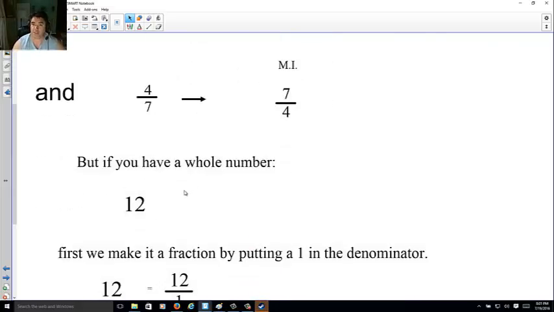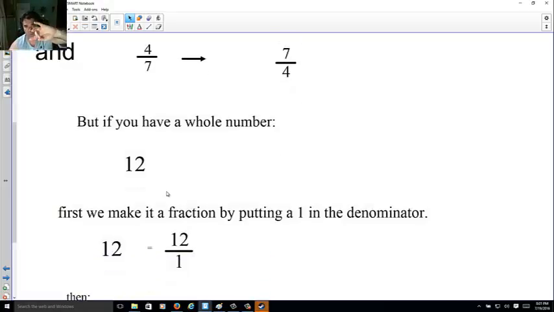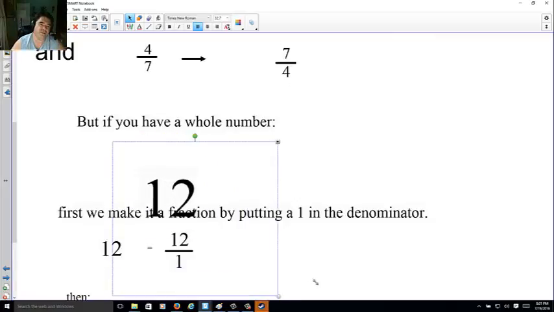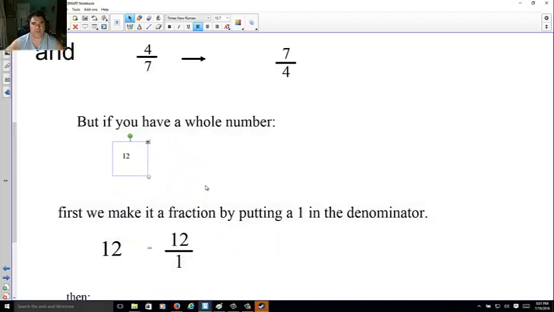Now if you have a whole number like 12, that's a little more complicated. So 12 can just be 12 over 1. And then you flip 12 over 1 and make 1/12. Think of it this way. Instead of making 12 times as large, you're going to make it 12 times as small. So instead of 12 over 1, 1 over 12.